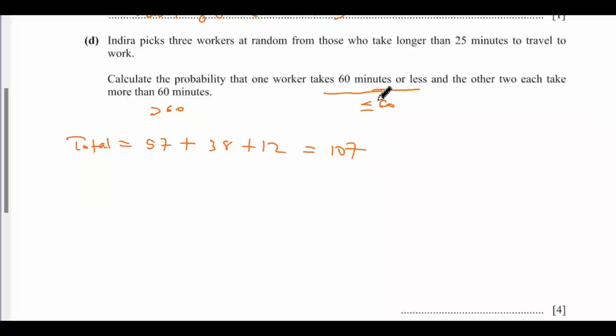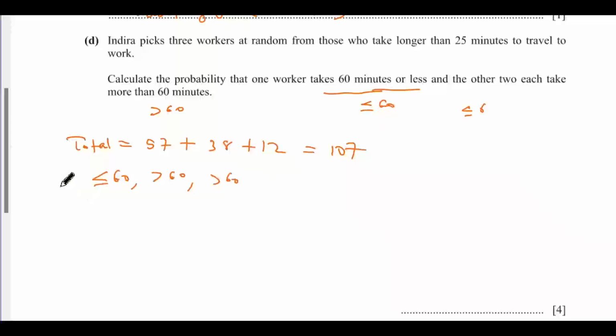Okay, so we have 3 selections. That means it's going to be less than or equal to 60, then greater than 60, then greater than 60. So the first selection will be less than or equal to 60. Let's write it: less than or equal to 60. That's the first selection. Then the second selection will be greater than 60, and the third selection will also be greater than 60. We can arrange this in 3 ways, so we can easily multiply by 3.